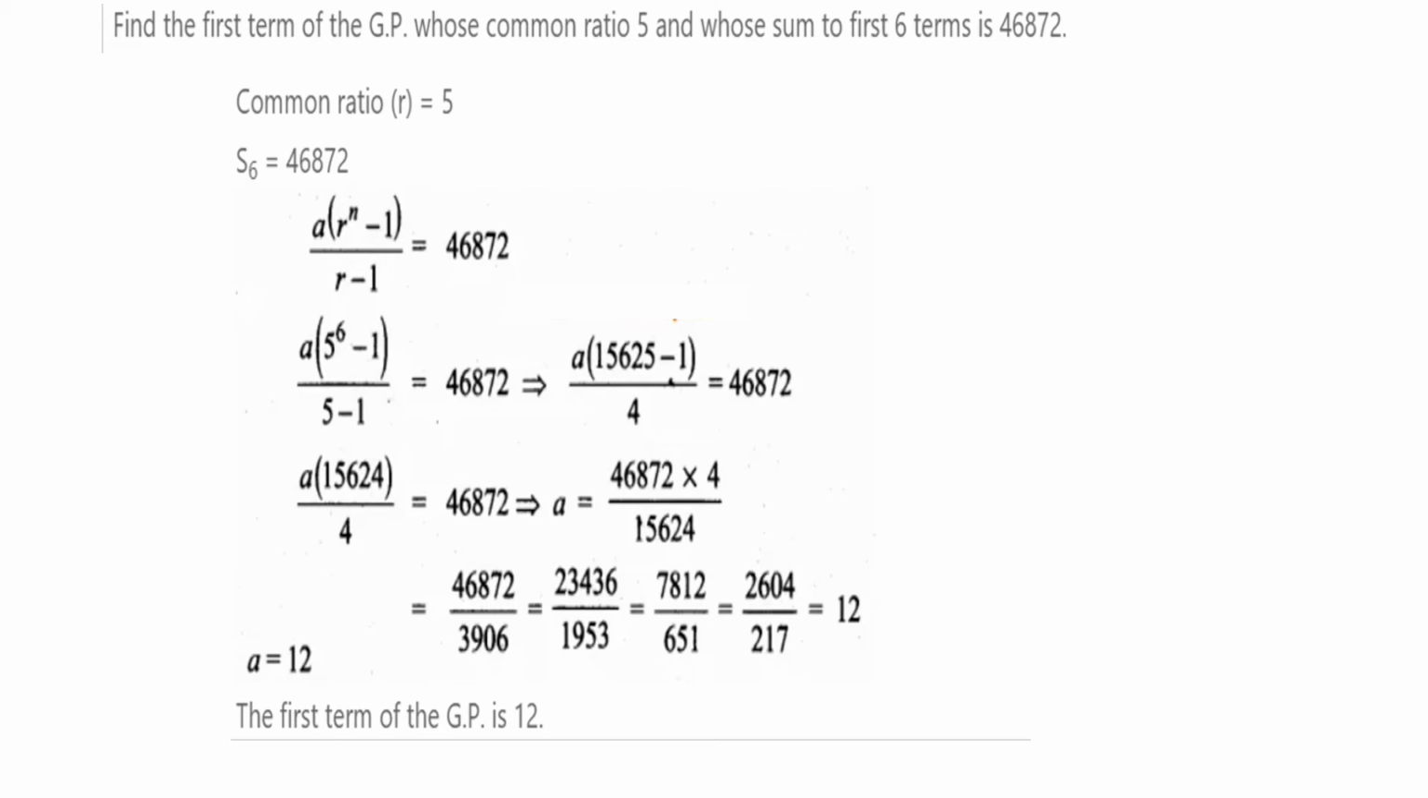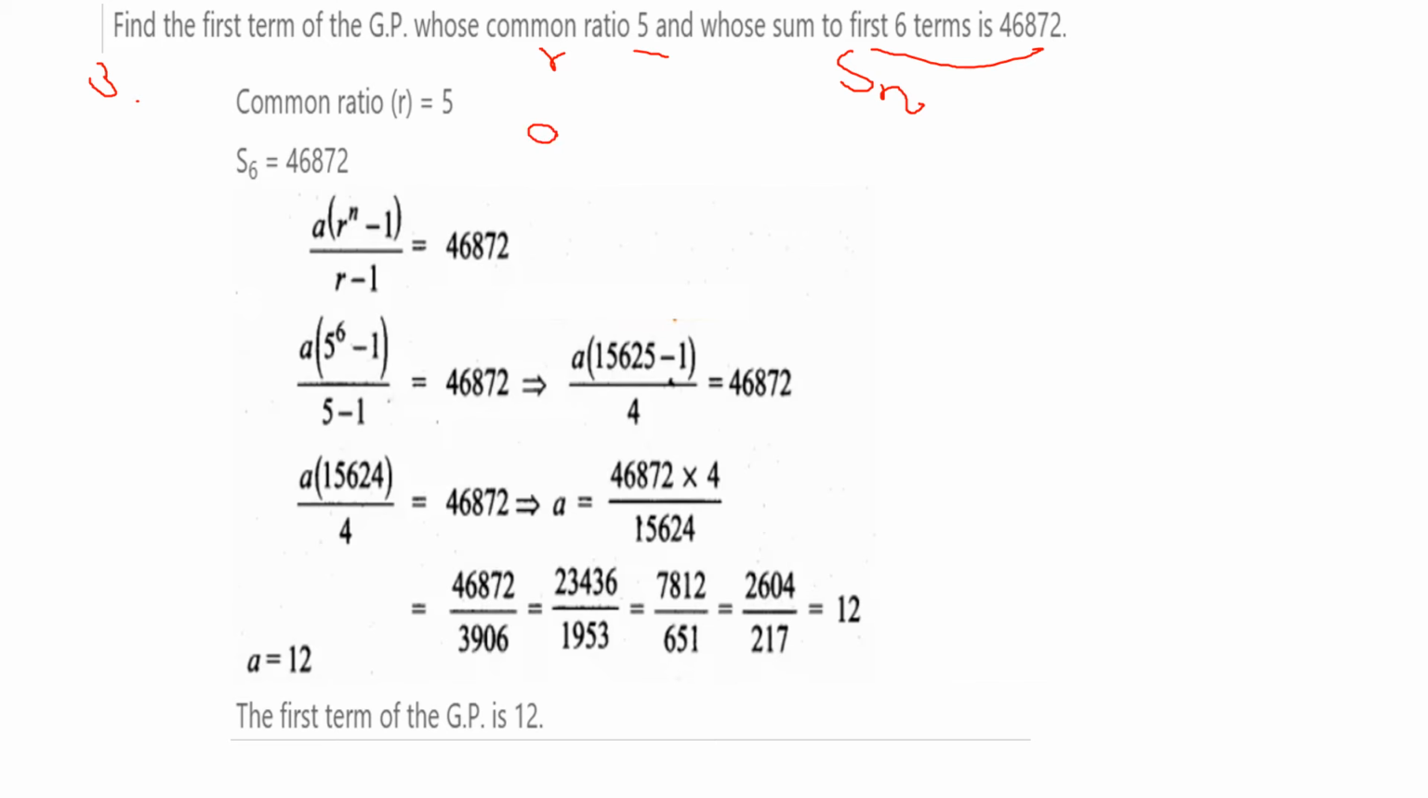Third sum, find the first term of the GP whose common ratio R is 5, whose sum of first 6 terms, that is Sn, is given. Sn is 46,872. We have to find A.